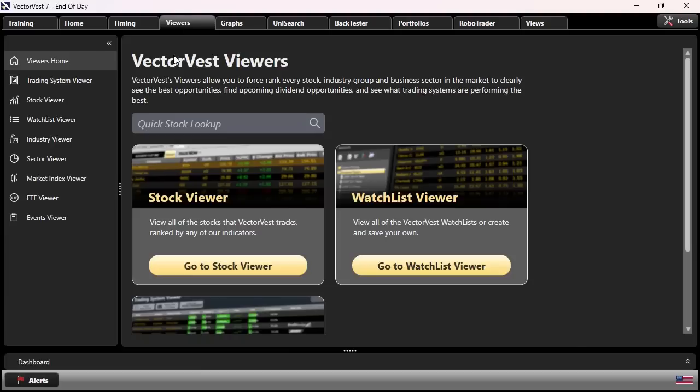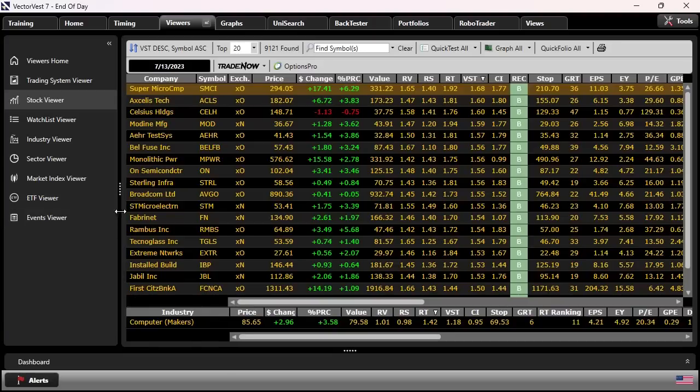Click on the Viewers tab and then choose Stock Viewer. And Stock Viewer is just a giant spreadsheet of all 9,121 stocks we have in the VectorVest database. And we're sorted VST descending. This sort brings the stocks with the strongest VST scores to the top of the list. The stocks that have the best combination of relative value, relative safety, and relative timing.